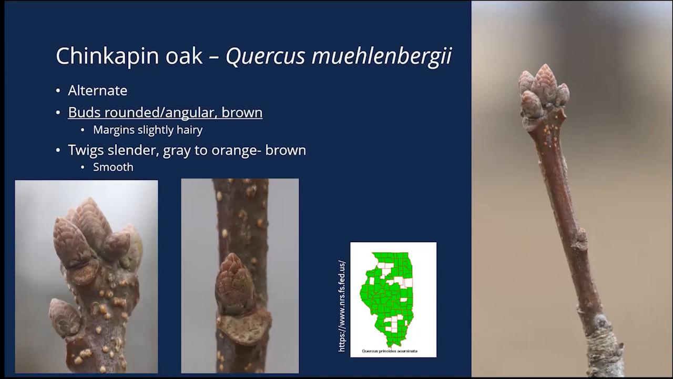They're going to be smooth as well. I will say in general, if all you have are twigs, it's very difficult to tell oaks apart. I don't find them consistent enough to get to species just from having the twigs. You want to look at some other characteristics, but they do help.